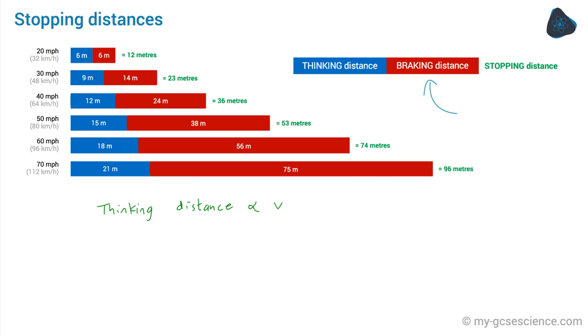As for braking distance, we can see that it increases much more quickly than the thinking distance when the speed of the car increases. When the speed goes from 20 to 40 miles per hour, for example, the braking distance goes from 6 up to 24 meters, which is an increase by a factor of 4. Likewise, when the speed goes from 30 up to 60 miles per hour, the braking distance goes from 14 to 56 meters, which is again a factor of 4 increase. Because increasing the speed by a factor of 2 causes the braking distance to increase by a factor of 2 squared, or 4, we can say that the braking distance is proportional to v squared.